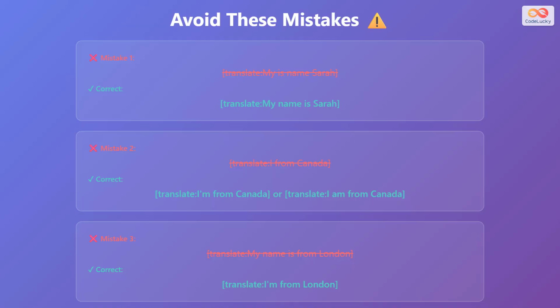Here are 3 common mistakes to avoid. First mistake is getting the word order wrong when saying "My name is Sarah." The correct word order is important in English. Second mistake is saying "I from Canada" without the verb am. Always say "I am from" or "I'm from." Third mistake is mixing the two phrases, like "My name is from London." Remember to use "I'm from" for location and "My name is" for your name.